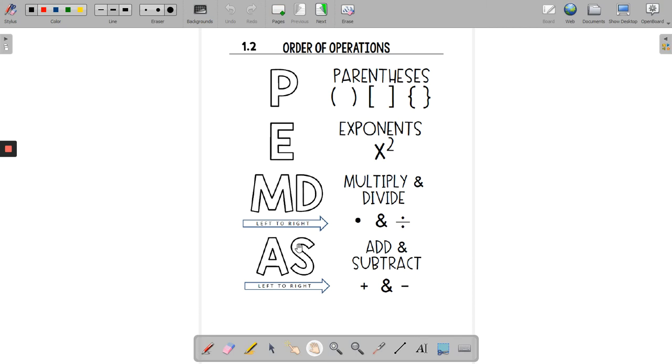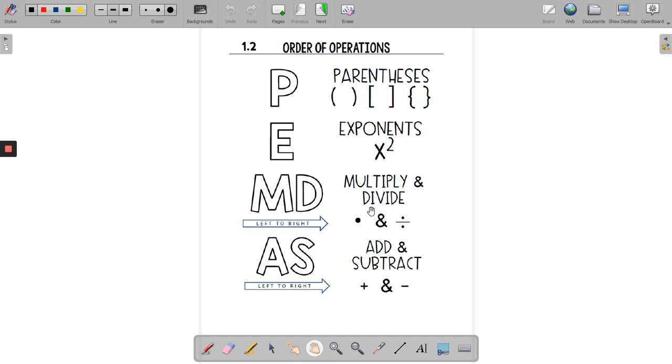Today we are going to be looking at order of operations and evaluating expressions. For order of operations, we're going to follow PEMDAS. We're going to first start with parentheses. They could be rounded brackets or squared brackets. Then we're going to look at exponents.